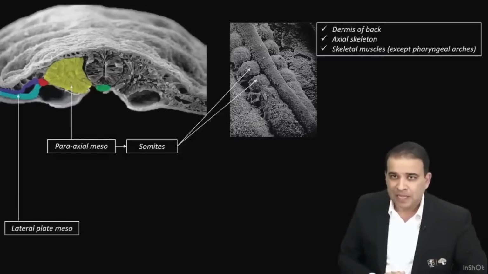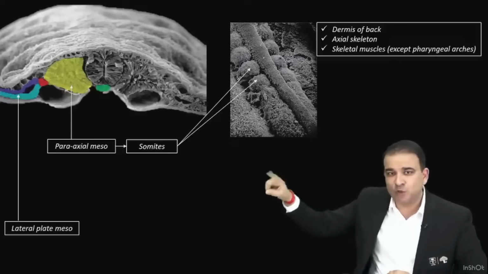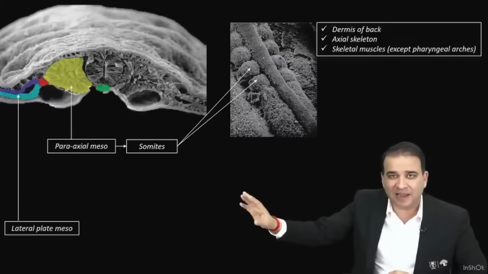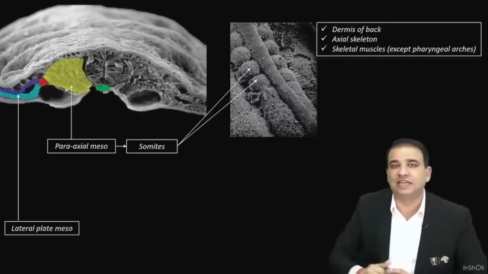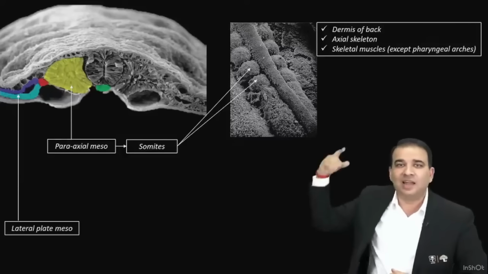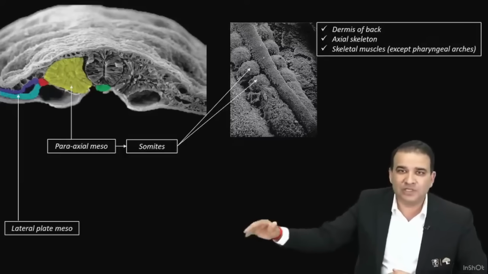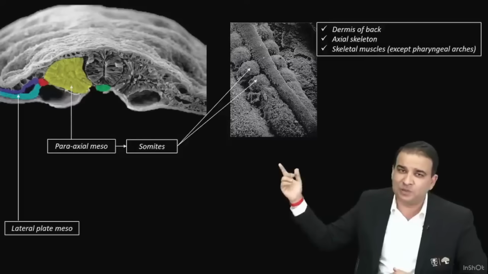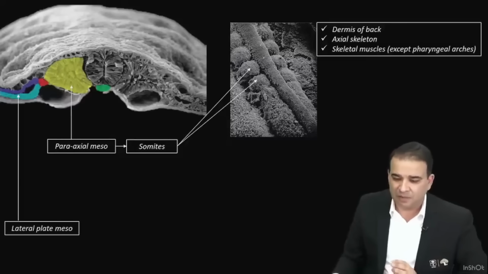Now, if you know the derivatives of somite, that means you know the derivatives of paraaxial mesoderm. You already know the derivatives of lateral plate mesoderm. Whatever is not formed here will be formed here. Whatever is not formed from the somite or paraaxial mesoderm will be formed from the lateral plate mesoderm.